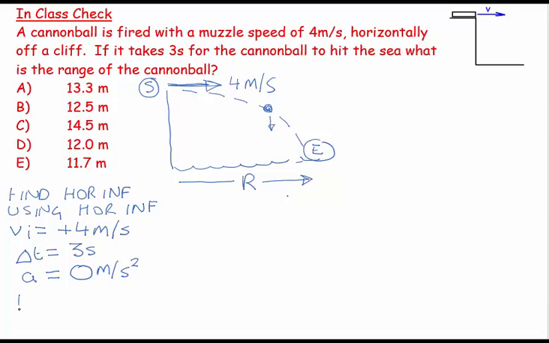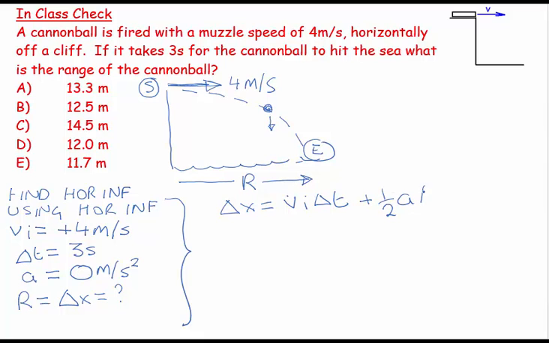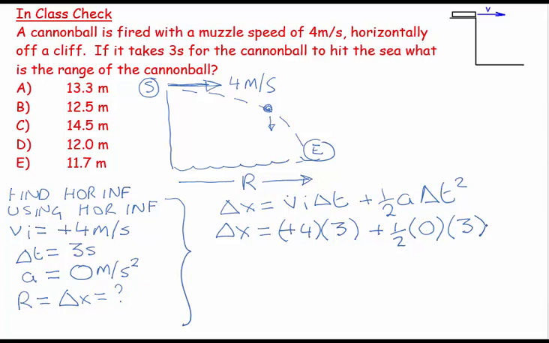We want to find the range, and the range is equal to my horizontal displacement, which I don't know. So now I want to select from this information the equation that I need. And I have a delta x, a delta t, and a vi. So the obvious equation is delta x is equal to vi delta t plus 1/2 a delta t squared. And my horizontal displacement is equal to my initial velocity horizontally, which is +4, times my overall time, which is 3 seconds, plus 1/2 times my horizontal acceleration, which is 0, times my time squared, which is 3 squared.